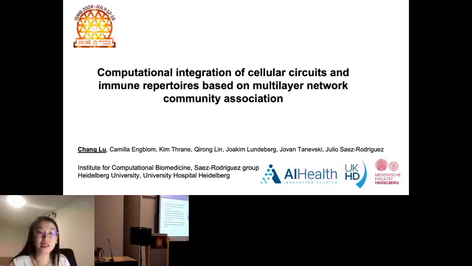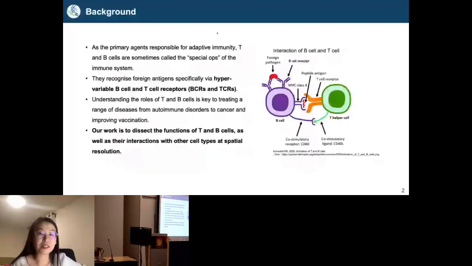T and B cells play a key role in the adaptive immune system by recognizing the antigens through BCR and TCR. They are diverse in terms of functions and their interactions with partner cells. For example, this picture shows the activation of B cells by T helper cells. So understanding how T cells and B cells function and communicate with other cells is crucial for treating various diseases, including autoimmune disorders and cancers.